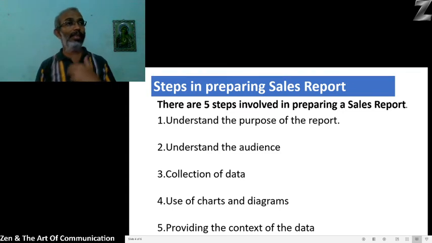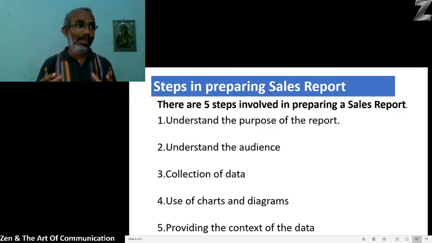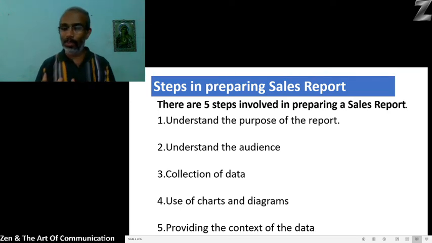Or do you want to understand the sales of a particular territory, say Trichur, with another particular territory, say Ernakulam, for your whole year? Or do you want to understand what is the actual productivity of each salesperson on the field on a particular day? Understand the purpose of the report. Why are you preparing the report? What is the purpose of preparing the report? What will be the outcome if I prepare the report? This is what is meant by understanding the purpose of the report.